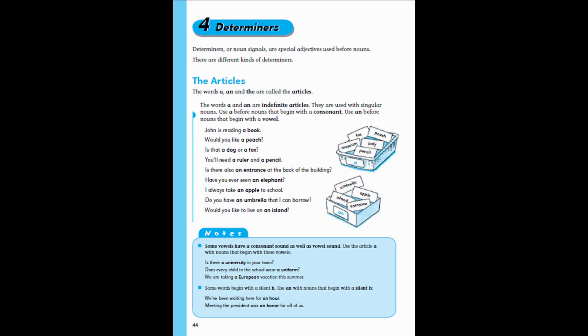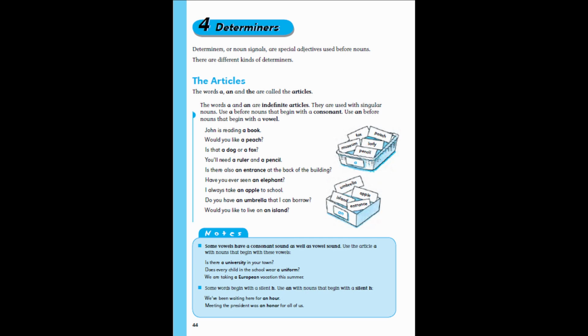So the examples are: John is reading a book. Would you like a peach? Is that a dog or a fox? You need a ruler and a pencil. Is there also an entrance at the back of the building? Have you ever seen an elephant? I always take an apple to school. Do you have an umbrella that I can borrow? Would you like to live on an island?